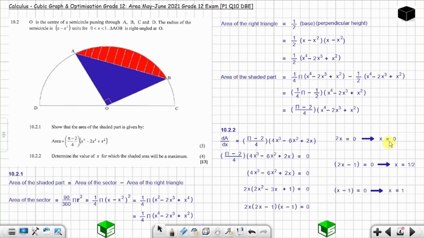Okay, so you have this, this, and this. From the question, you can see that x is in between 0 and 1. X is not equal to 0, and x is not equal to 1. So the value of x is in between 0 and 1. So we can cancel this. We can say not equal to 0 and not equal to 1. So this is the only value, because a half is 0.5, and 0.5 is in between 0 and 1.